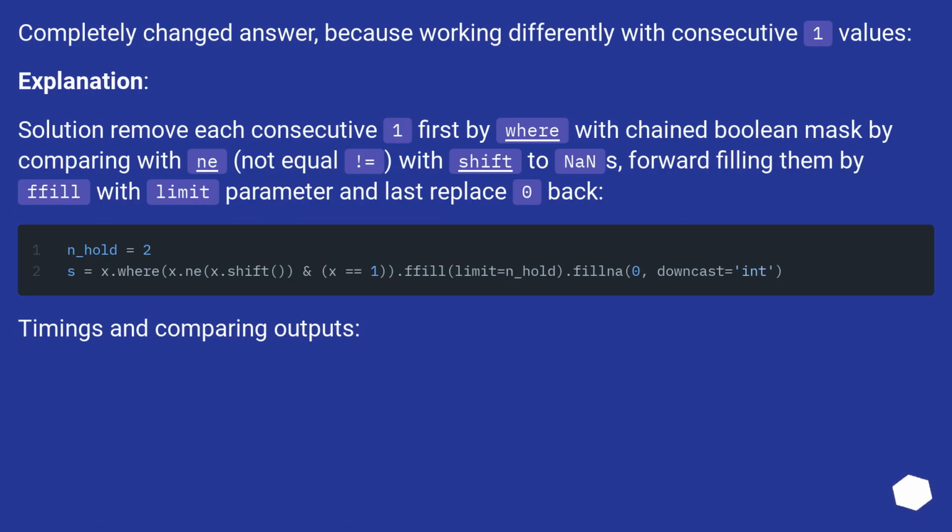Completely changed answer, because working differently with consecutive 1 values. Explanation. Solution: remove each consecutive 1 first by where with chained boolean mask, by comparing with shift for not equal, setting to NaNs, forward filling them by fillna with the limit parameter, and last replace 0 back.